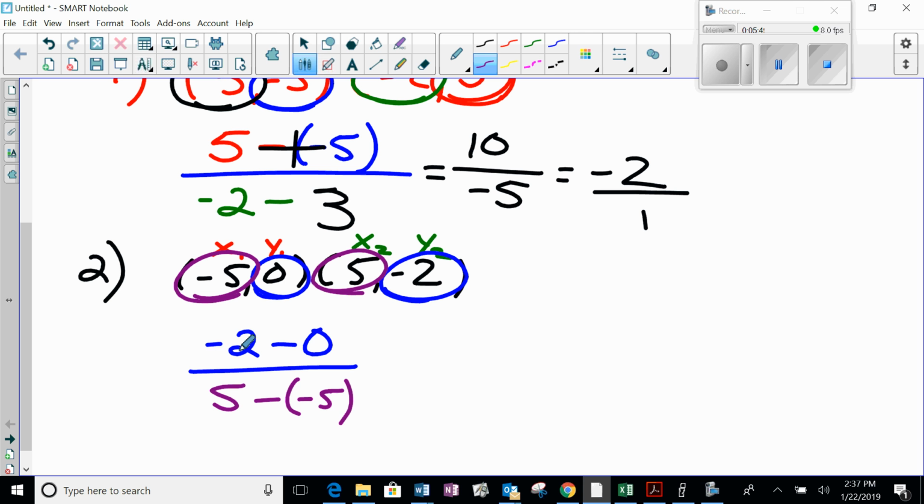So then I have negative 2 minus 0, which is just negative 2. We have a double negative here, so that makes it a plus. So that's 5 plus 5, which is 10. You can simplify this, which would be negative 1 over 5. And that would be your slope.